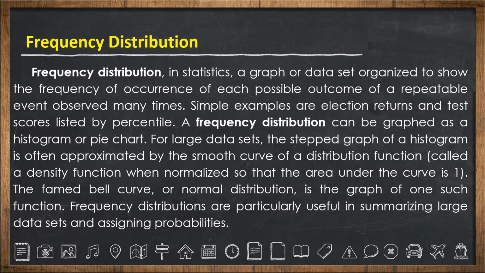So, frequency distribution. A graph or data set organized to show the frequency of occurrence of each possible outcome of a repeatable event observed many times. Frequency distribution can be graphed as a histogram or pie chart. So, for large data sets, the step graph of a histogram is often approximated by the smooth curve of a distribution function, called a density function when normalized so that the area under the curve is 1.